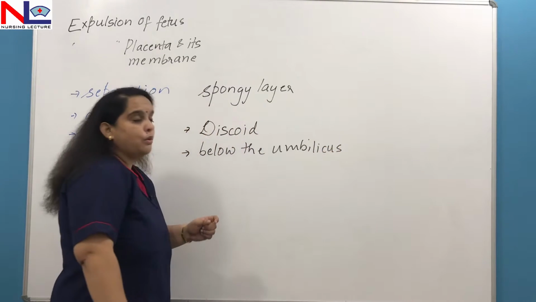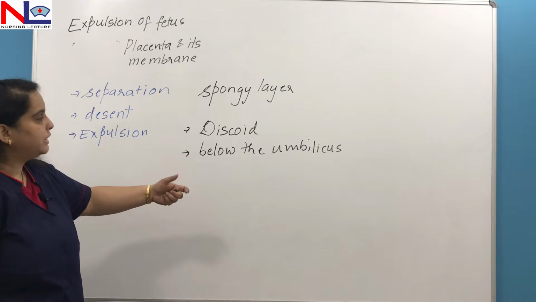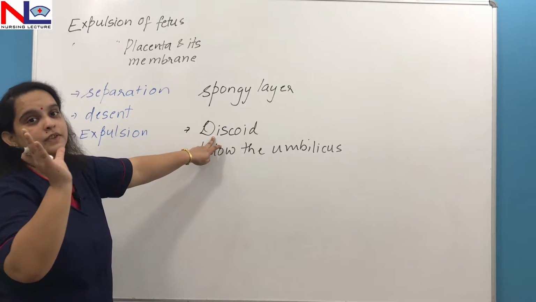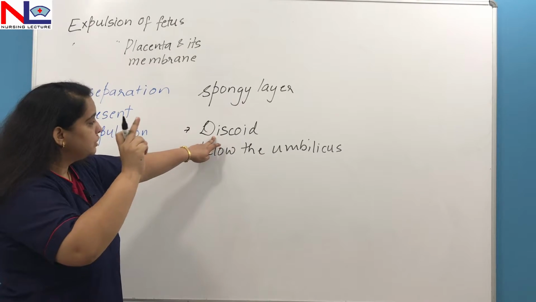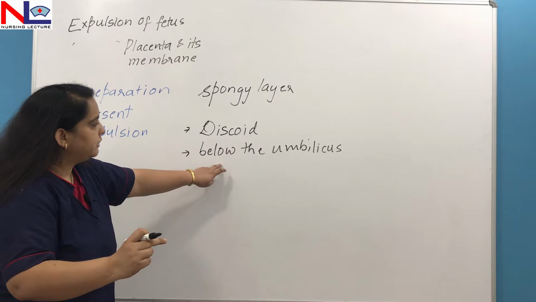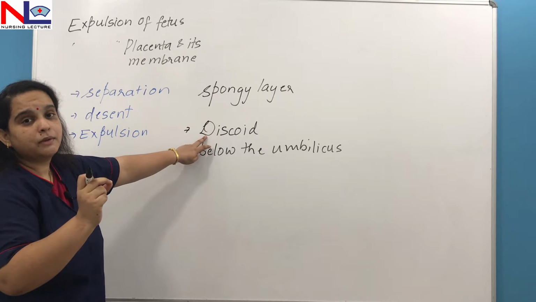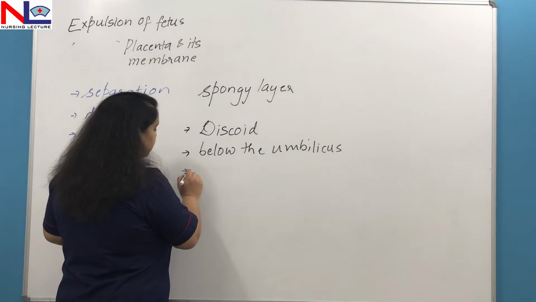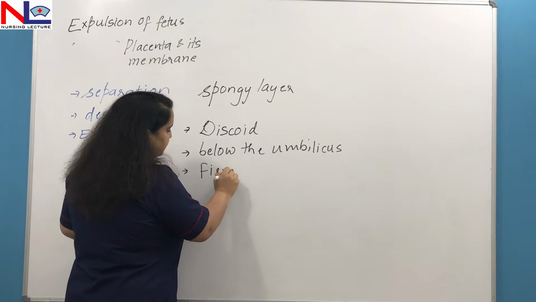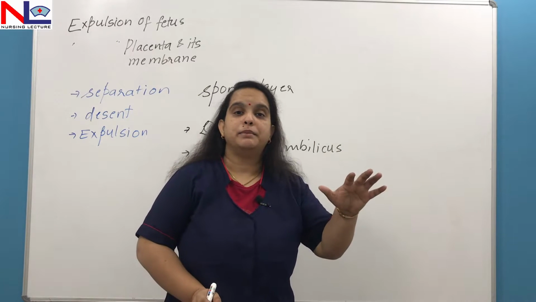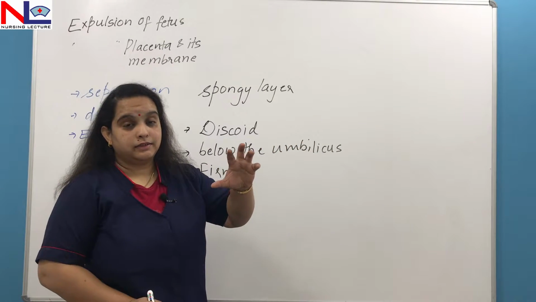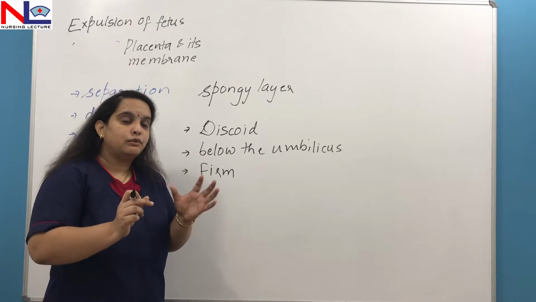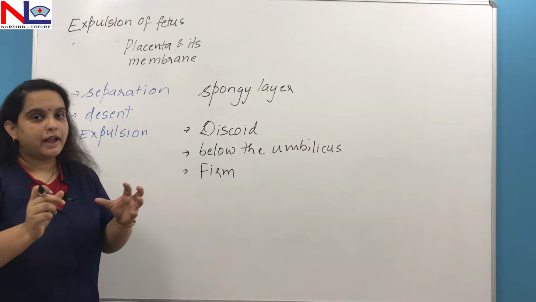And another thing, once it comes just below the umbilicus, the shape becomes discoid, because the placenta is a discoid structure which is attached to the upper segment of the uterus, right? So once the height is reduced and it comes just below the umbilicus, the shape is discoid in nature, right? Now how will you feel this fundus? It is firm in nature, because once you place your hand on the abdomen of the woman, you will feel the uterus is harder, right? Because the uterus is still contracting. So why are you feeling it firm? Because the uterus is contracting regularly.